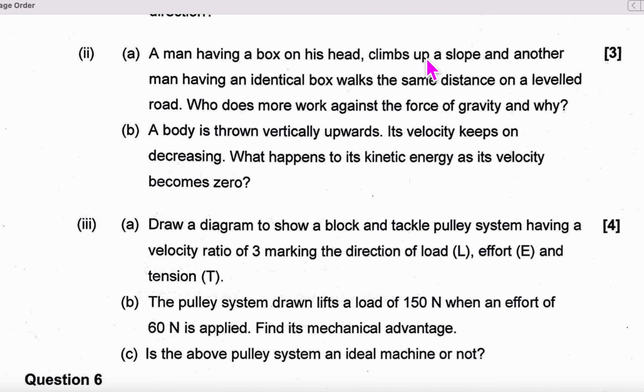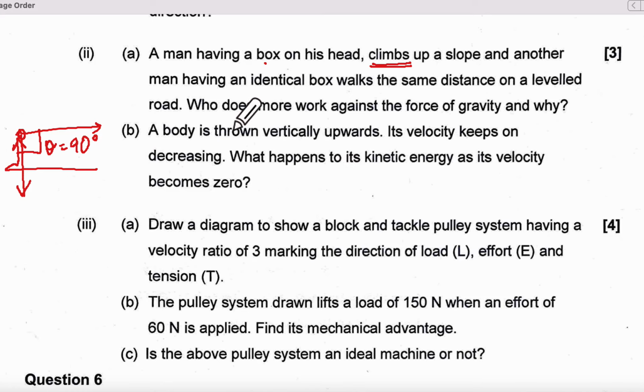A man having a box on his head climbs up the slope. Another man, with an identical box, walks the same distance on the level road. Which does more work against the force of gravity and why? Now remember, the person who is climbing will do the work, but the person going on the level road, against the force of gravity, theta is going to be 90 degrees, and then W is equal to Fs cos theta, which is Fs cos 90, which is Fs into 0.